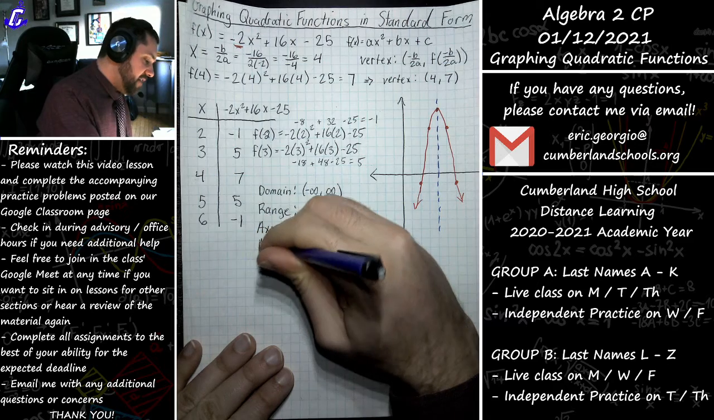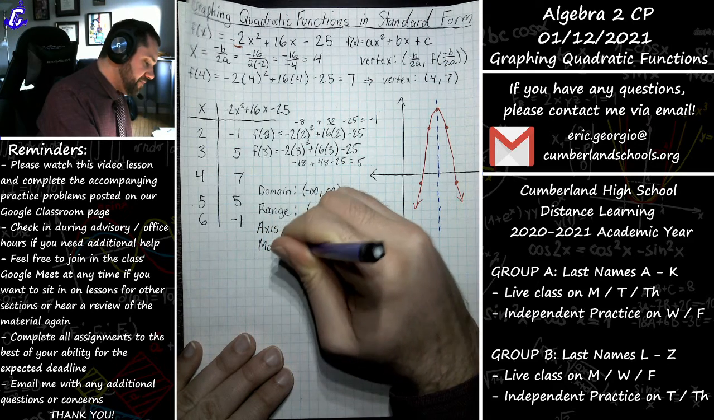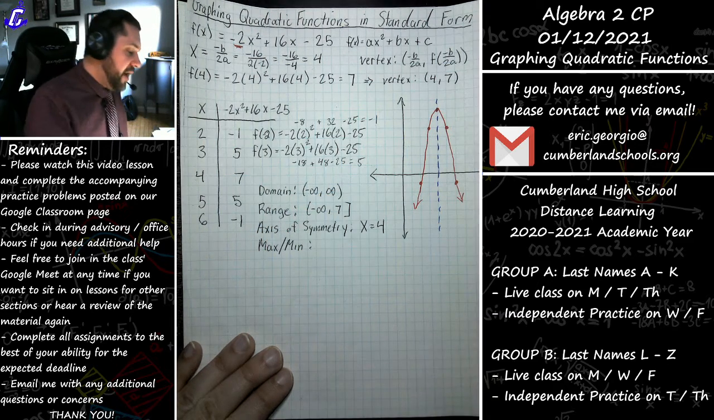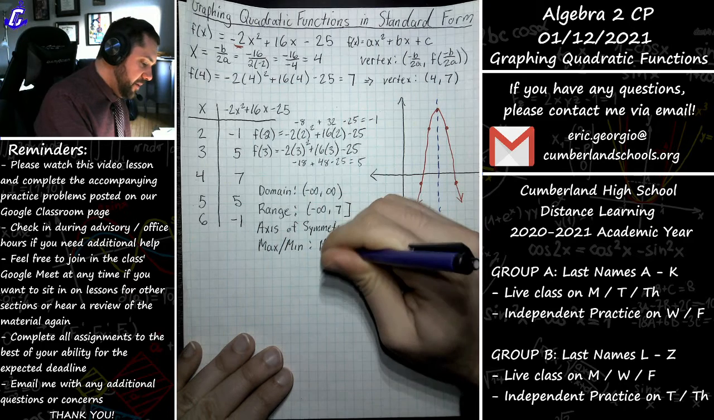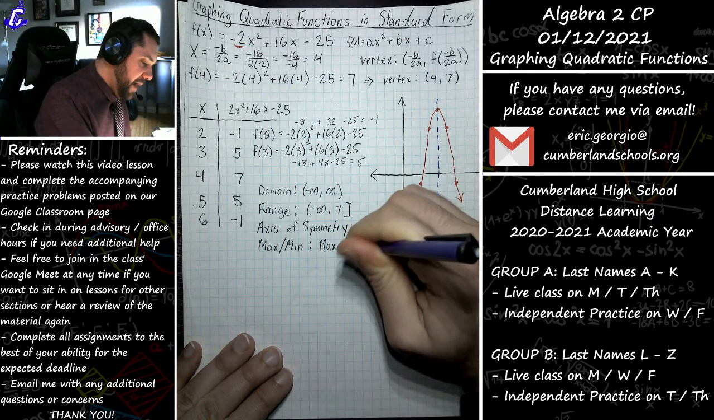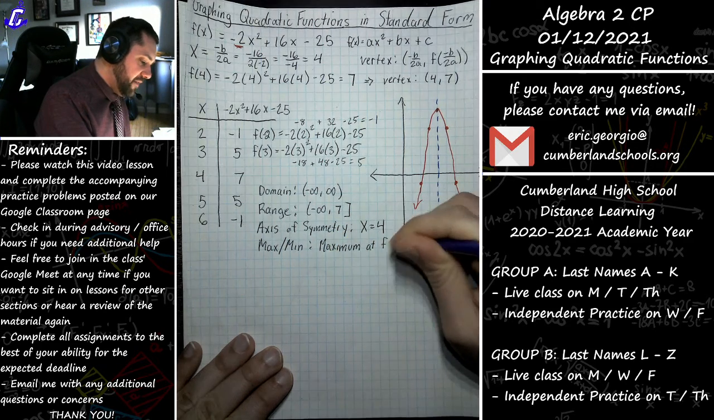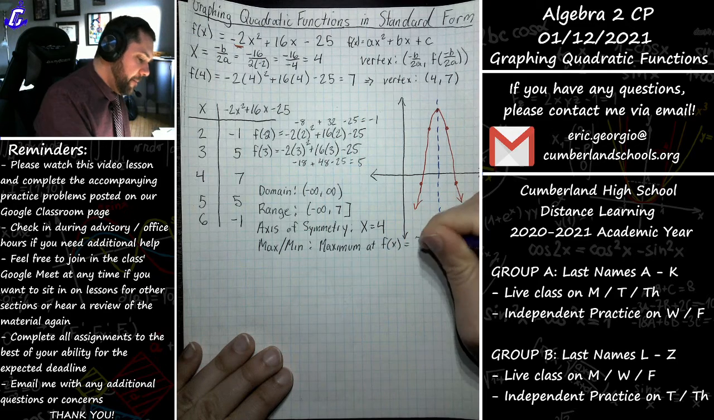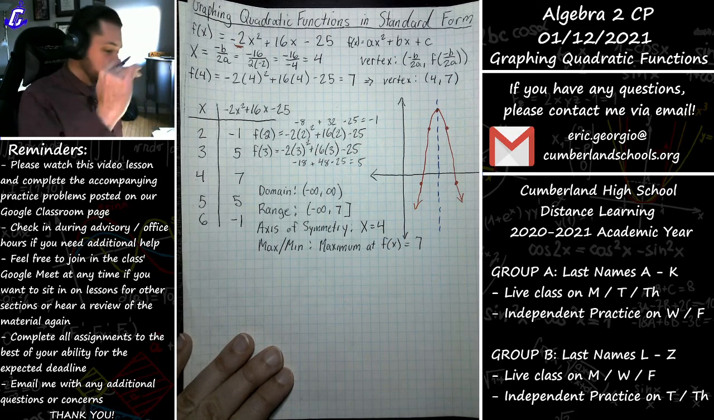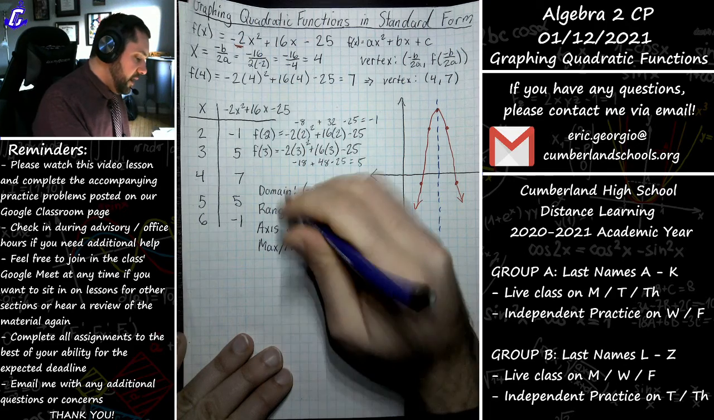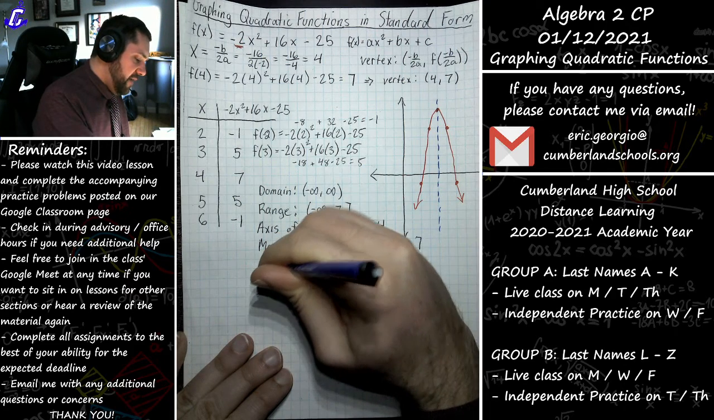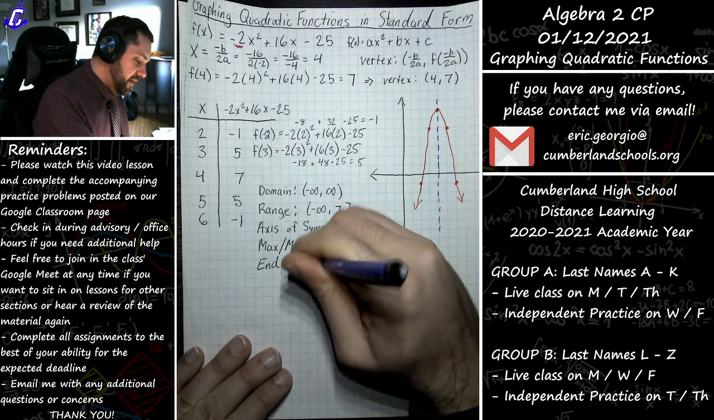Next, we have our maximum or minimum value. Here, this parabola has a maximum, does not have a minimum. And we said this has a maximum at f of x is equal to 7. The highest the parabola goes up to is 7. Let's see. We also have the end behavior. That's the last one. Last but most certainly not least.